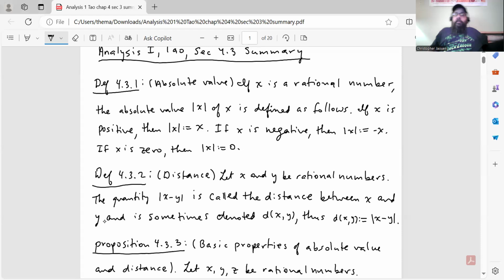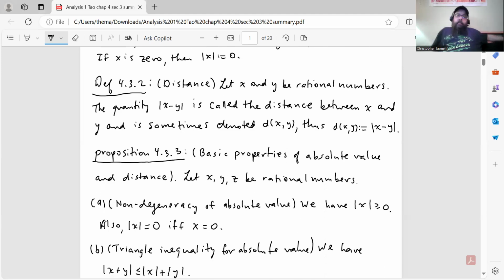In order to do that, we need the notion of the absolute value of a number. So here's Definition 4.3.1. If x is a rational number, the absolute value of x, which is a familiar notation I hope, x with the bars around it, is defined as follows. If x is positive, then the absolute value of x is just x itself. If x is negative, then the absolute value of x is the negative of x. And if x is 0, then the absolute value of x is just 0.